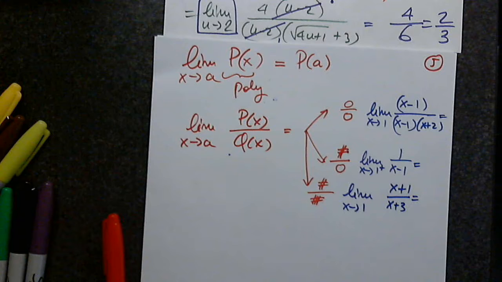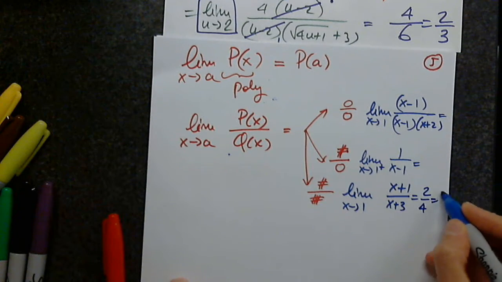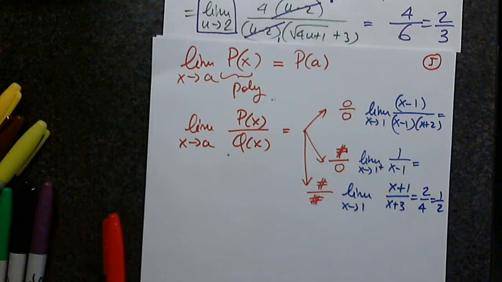Let's start with the easiest. Which one is the easiest among these three? Of course. If you plug in 1 here, because that's how we determine the limit of a polynomial, you have 1 plus 1, which is 2, and 1 plus 3, which is 4. So it's 2 over 4, or 1/2, and I'm done.